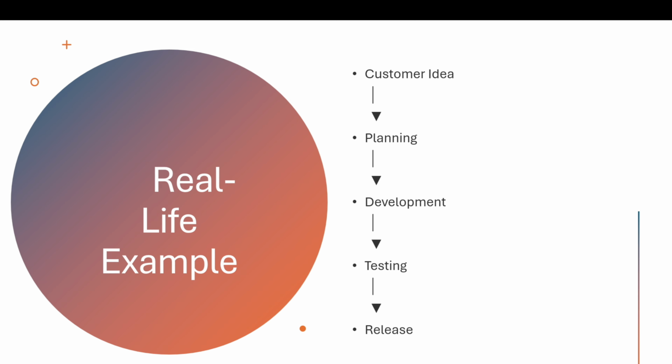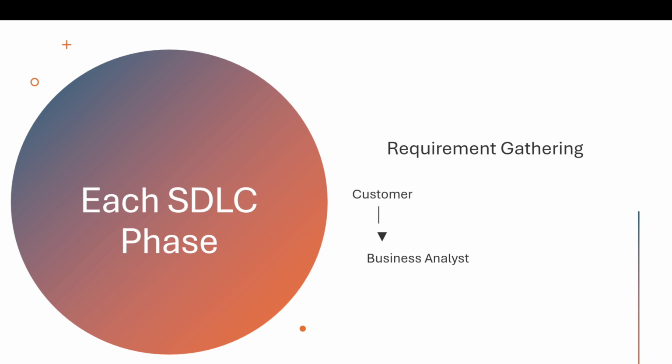Let's imagine a contractor wants to build an online food delivery application similar to Swiggy. Can developers start coding immediately? No. First, they need to understand exactly what the customer wants. So here in this diagram, we'll discuss the customer idea, then planning, development, testing, and release. So we have the 6 phases of SDLC.